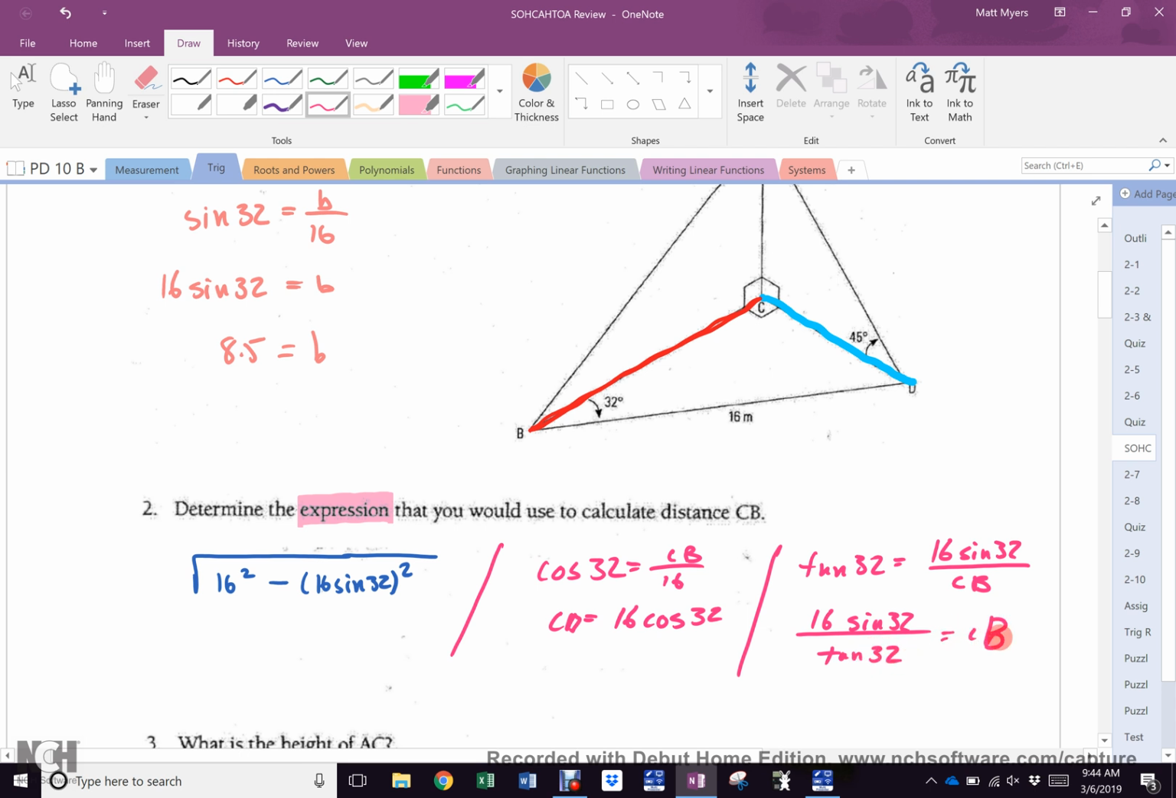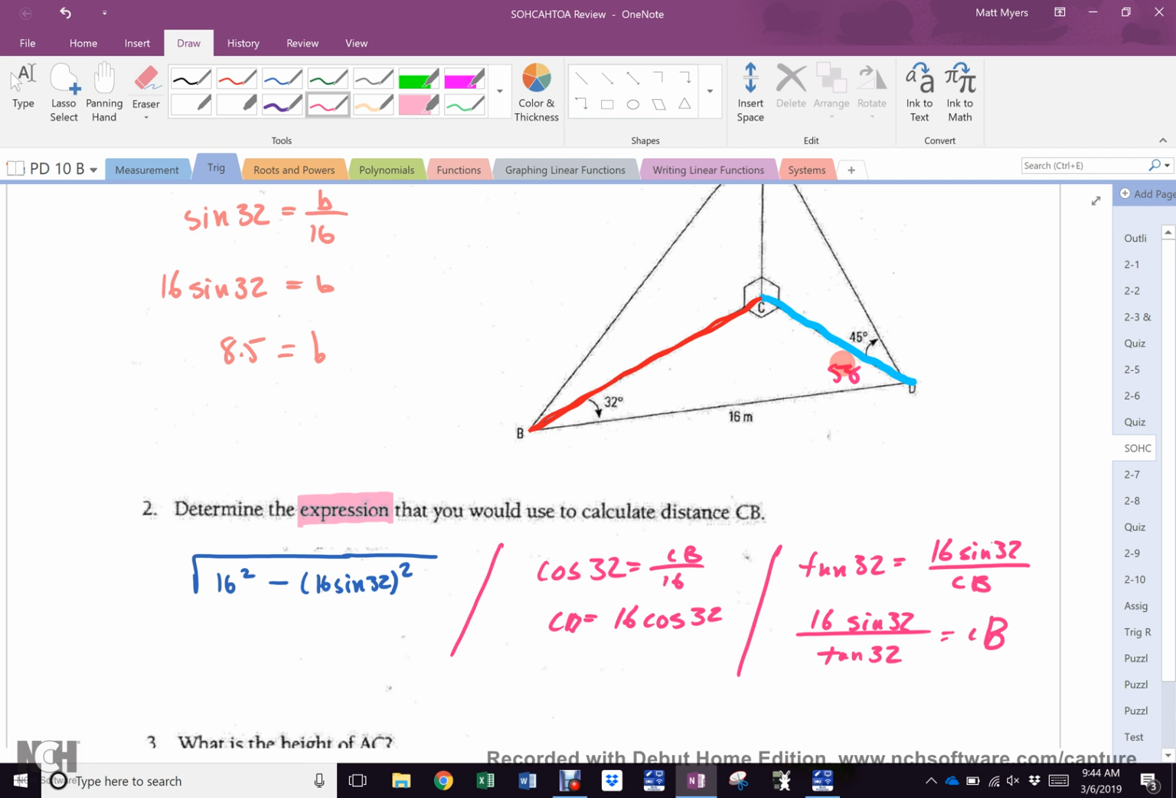Opposite over adjacent. No, 16 sine 32 is the opposite. You're over here? Okay. And, of course, if you really wanted to get crazy, you could have told me that this was 58 and then done sine, cos, or tan with 58, which is crazy. Why would you ever do that when you already have a 32? But if you did it, you would get the mark.